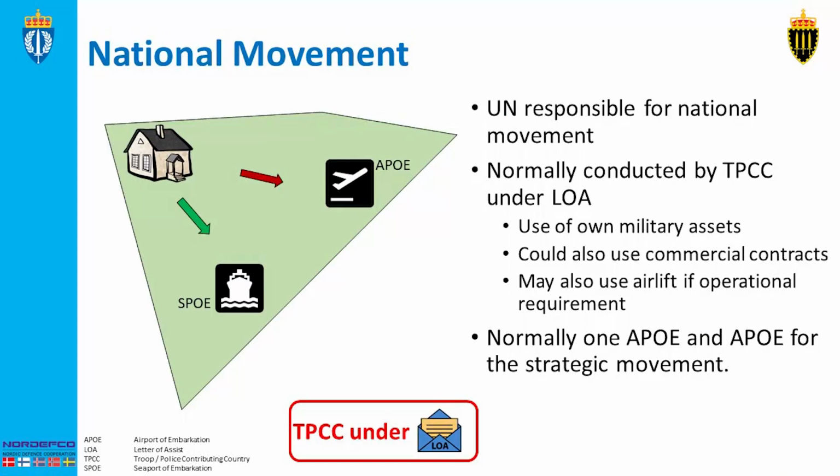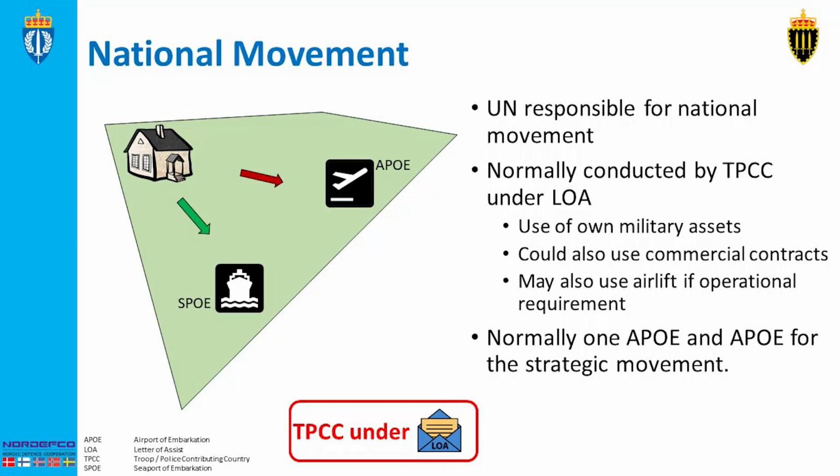National transportation will normally be done by the troop or police contributor under letter of assist. Passengers and equipment are moved by the most suitable mode of transport to an airport or harbor where the strategic leg will start.